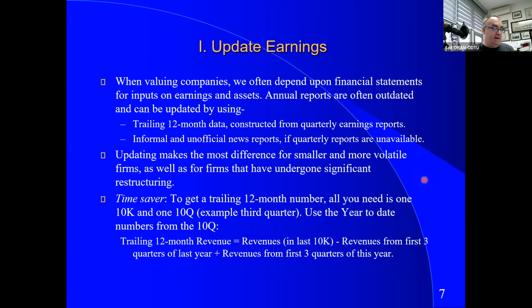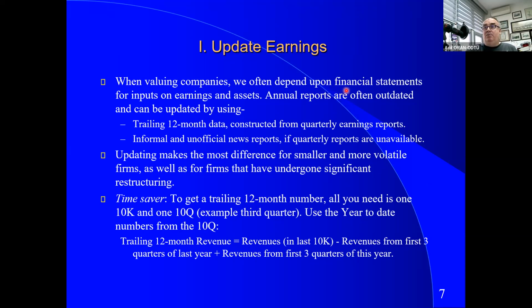So let's take a closer look at these things. So the first one, updating the earnings, is, as you know, or should know, companies need to announce their financial performance at least once every 3 months. So they announce quarterly financial statements if they're on a stock exchange.